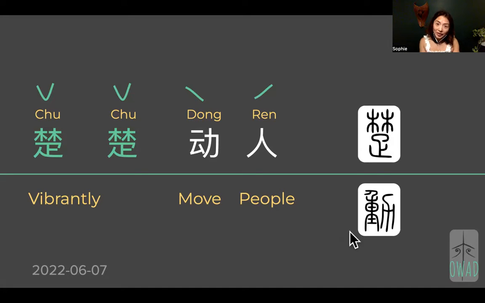Okay, so this is a cross-cultural thing: when we say in English, it moves me, it means emotionally touches me, affects me. And the same here. So if we say 动人, we mean that something moves people. It doesn't really mean locationally make people move, not like that. It's touching them emotionally. So 动人 in this case is very similar to English. And 楚楚动人 simply means something is vibrantly touching you.